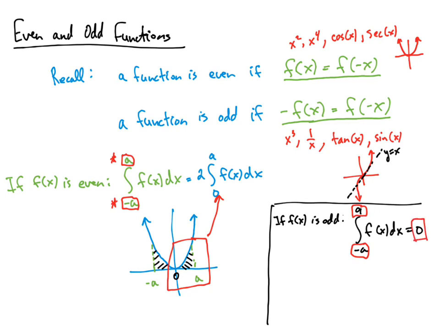And let's see how this makes sense. If I have some odd function like this, and suppose I'm evaluating it from negative a to positive a, those areas are going to be here and here. So the area below the x-axis will be negative, and then the area above the x-axis will be positive. So they'll cancel each other out. So if we have an odd function and the limits of integration are just opposites of each other, that definite integral will equal 0.